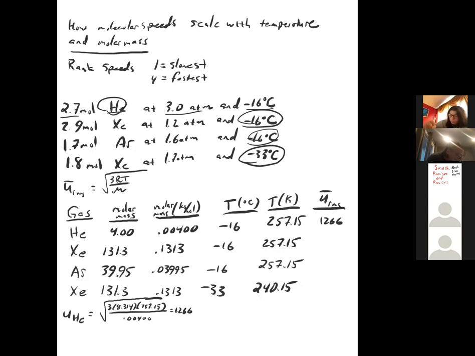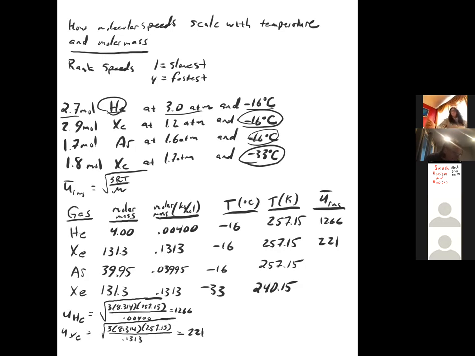Let's do the xenon now. The xenon is the square root of 3 times 8.314 times 257.15, divided by 0.1313. Take the square root, and you get 221. So that's a lot slower. We know it's not going to be the fastest.